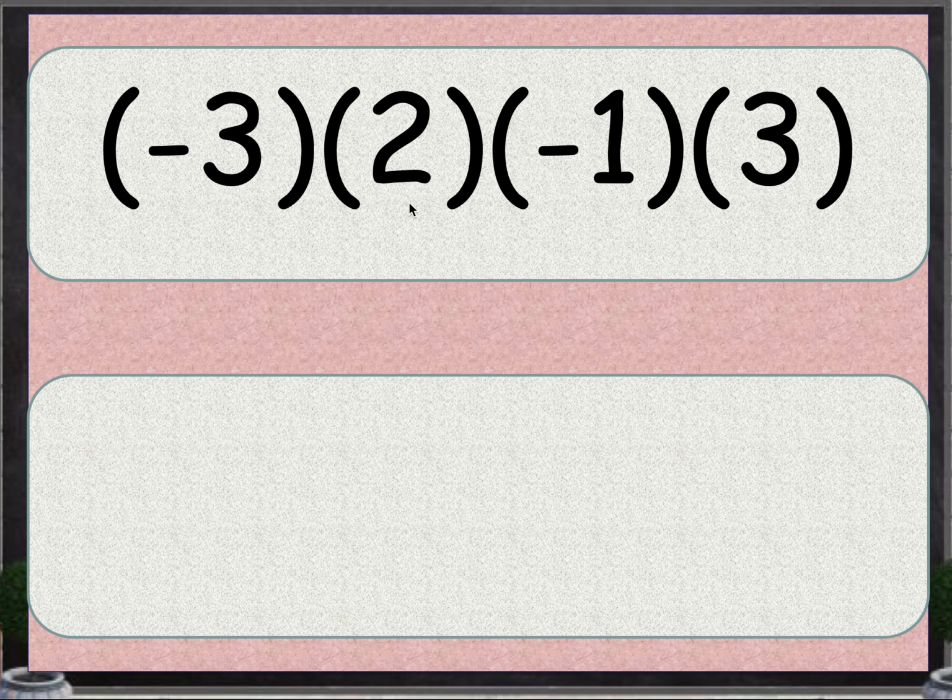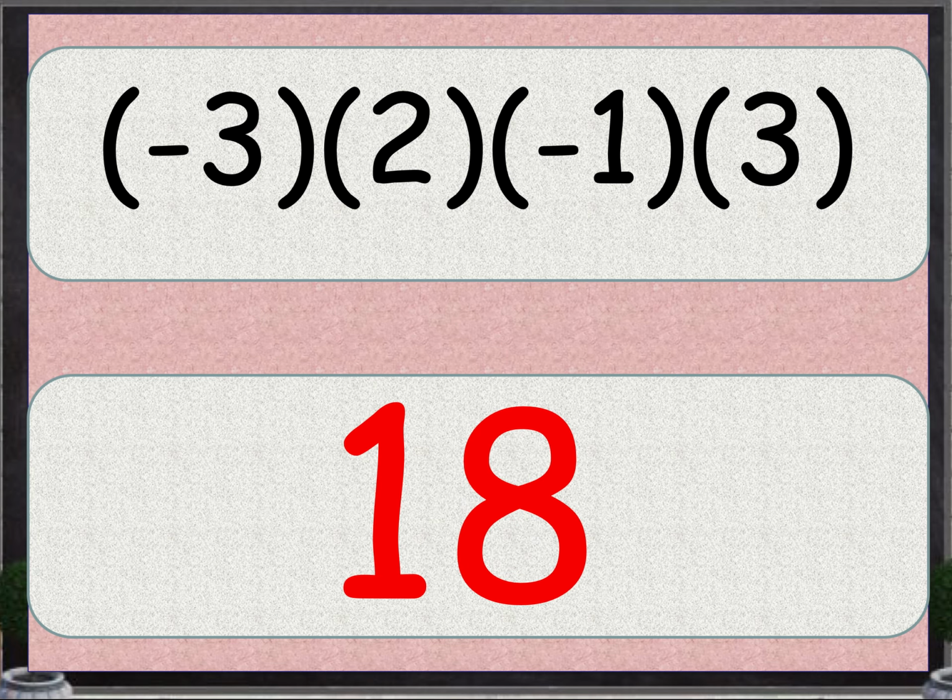Negative 3 times 2 times negative 1 times 3. So there are two negative signs. Even number, so the answer is positive. Then multiply, so positive 18.